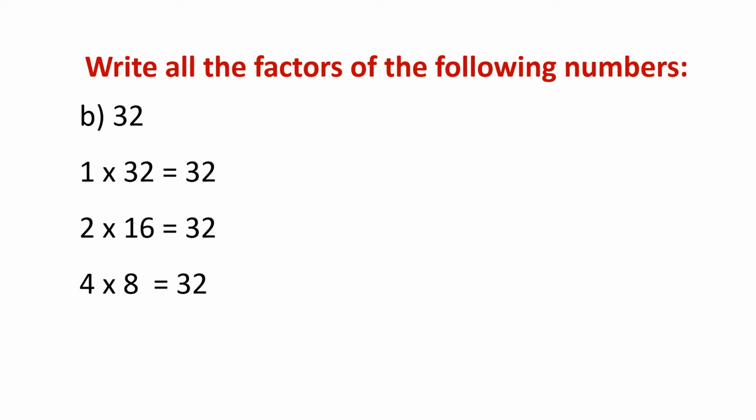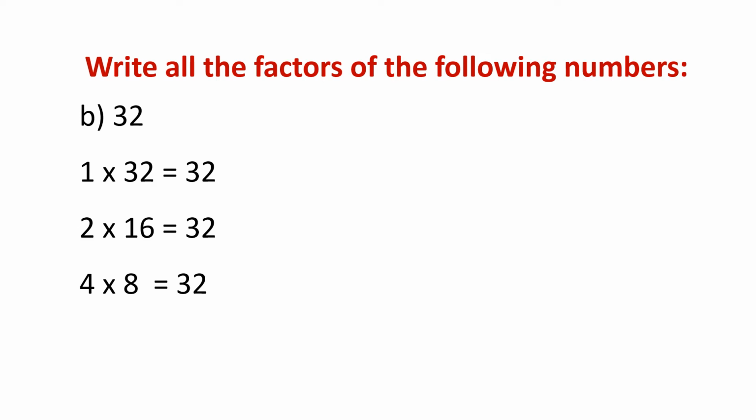Is 32 completely divisible by 6? No, because 6 fives are 30 and 6 sixes are 36. So 32 does not come in the table of 6. So leave 6. Then we take the next natural number 7. Is 32 completely divisible by 7? No, because 7 fours are 28 and 7 fives are 35. So 32 does not come in the table of 7. So leave 7. Then we take the next natural number 8.